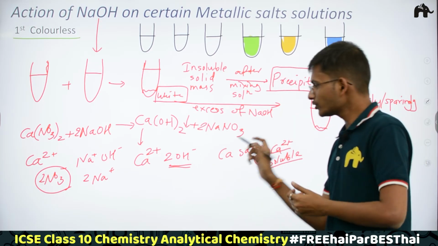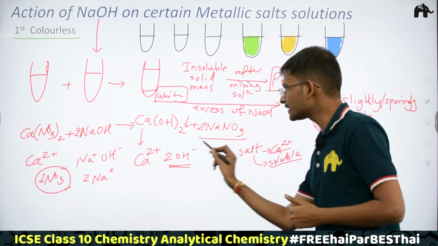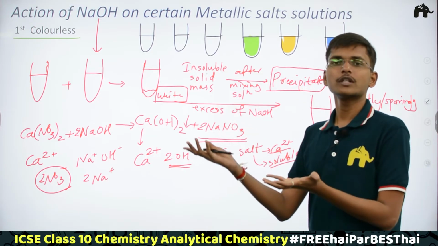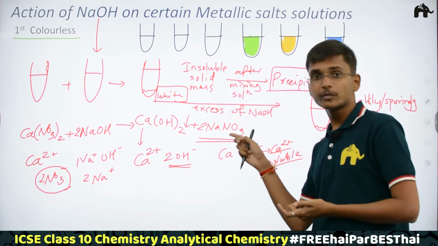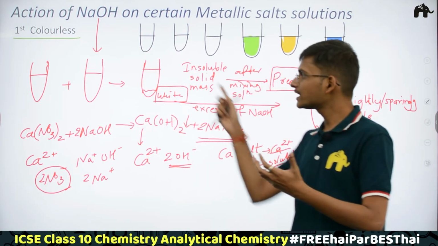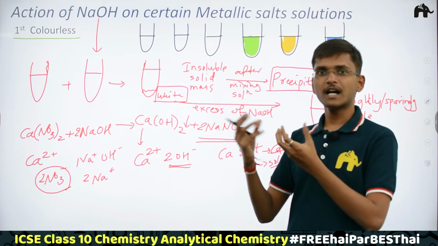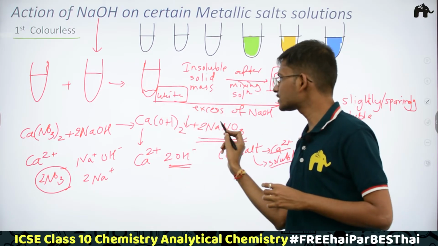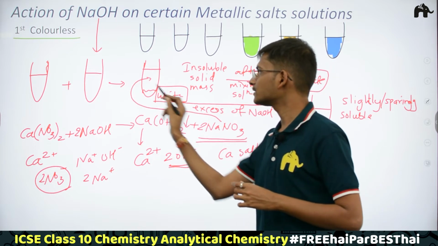Very simple. Now you can figure out that this sodium nitrate is a sodium salt. First rule: all salts of sodium, potassium and ammonium are soluble. So it is also soluble, and since it is soluble, we cannot see it. That's why it gets disguised in this colorless solution. So in this colorless solution, this sodium nitrate is there.